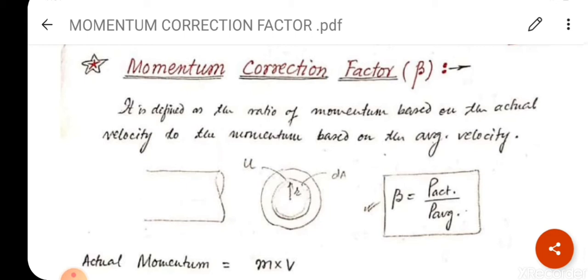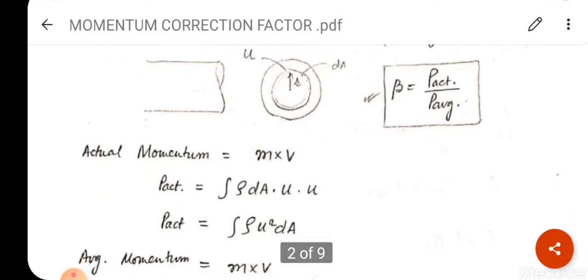Here I have drawn a diagram, that is a pipe diagram. Here I have taken a small thickness strip, that is dr, at a distance of r, which is having the velocity u. So actual momentum in this case will be m into v. We all know that momentum is given as mass into velocity, but for P actual in this case I have to integrate over the total pipe diameter.